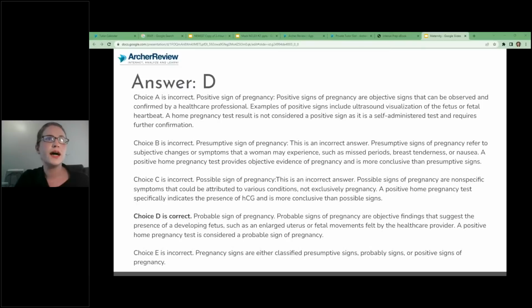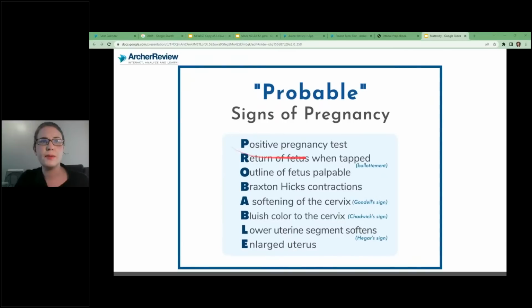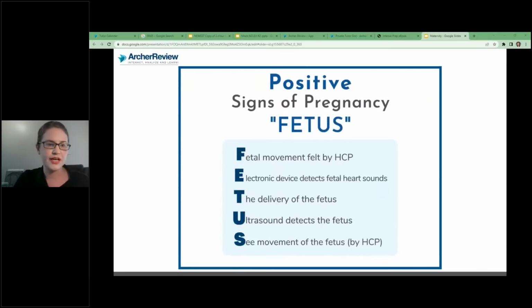This would be a probable sign of pregnancy. If we go back, remember the positive pregnancy test is a probable sign of pregnancy. They're probably pregnant, but we don't know for sure. So we still need to do further testing.